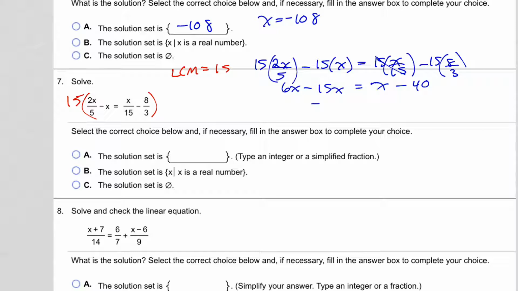So then this is negative 9x. And subtract x from both sides because it's negative 10x. And divide by negative 10 and get positive 4. Okay.